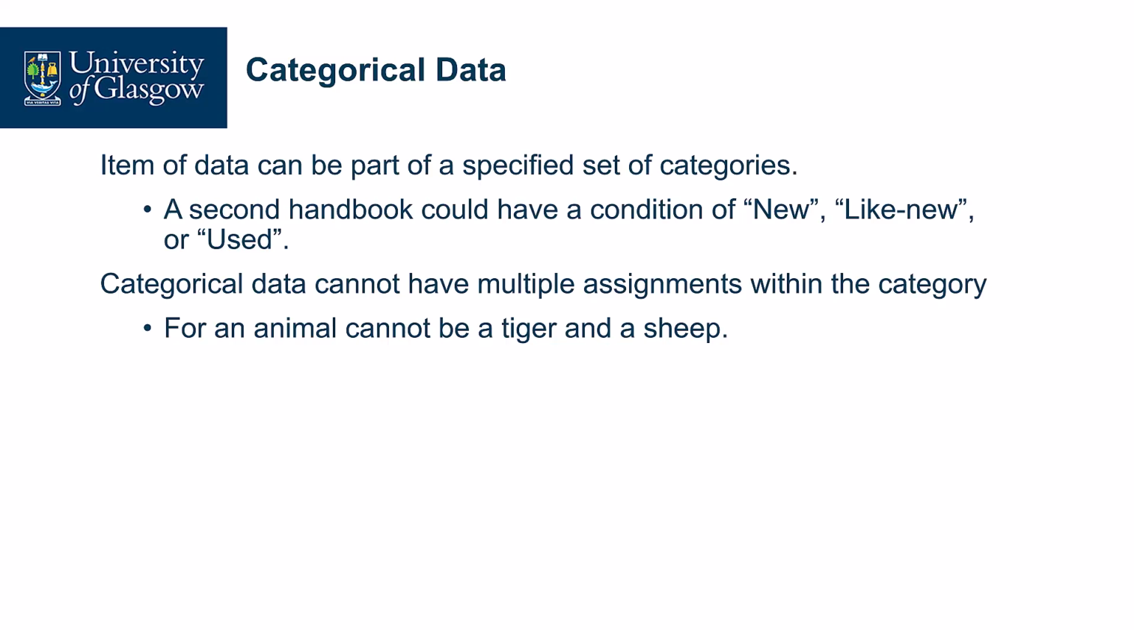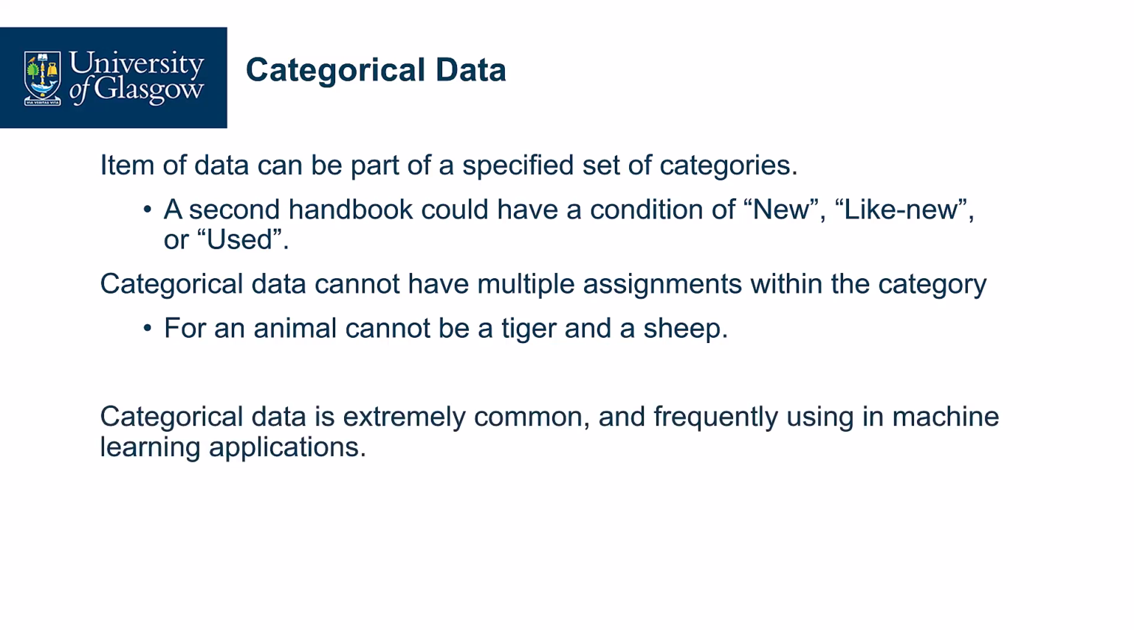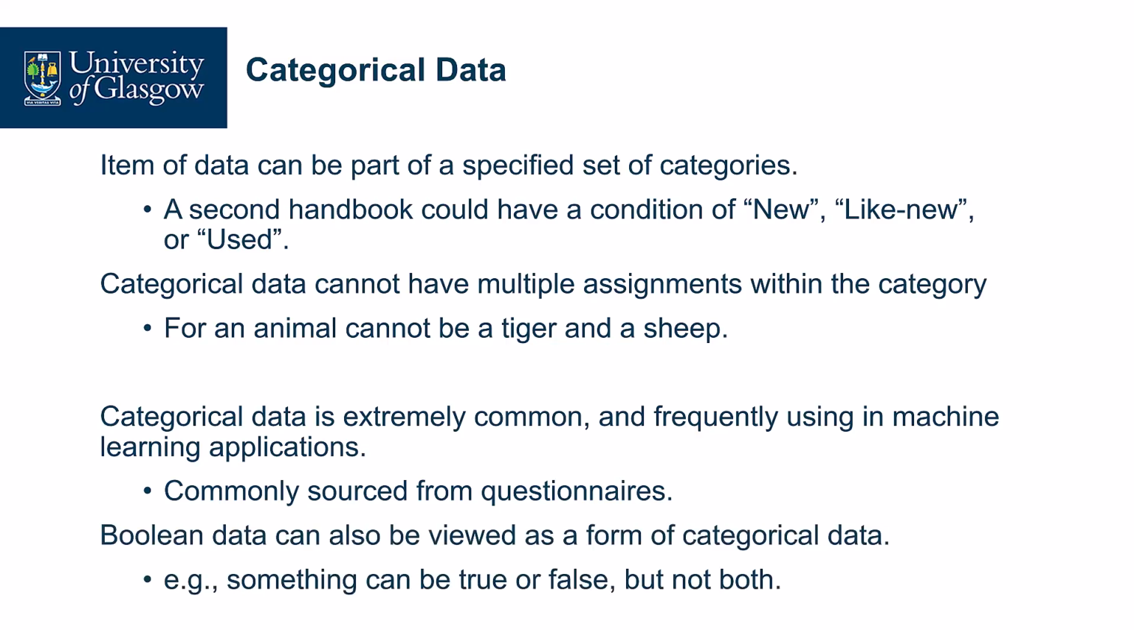Categorical data are very common in machine learning because most of the data in machine learning comes from surveys, let's say from questionnaires, for example. So some of the data are categorical. A special kind, we call it Boolean data. It means it only has true or false, and this is a special kind of categorical data.